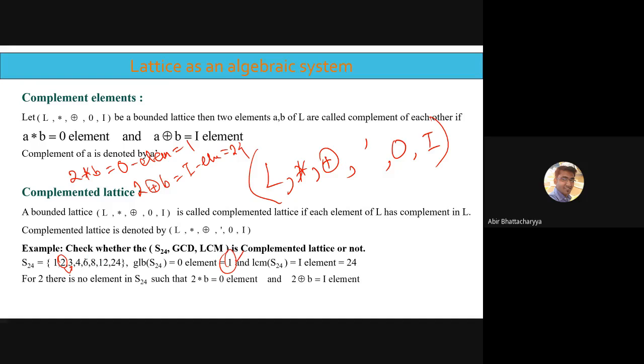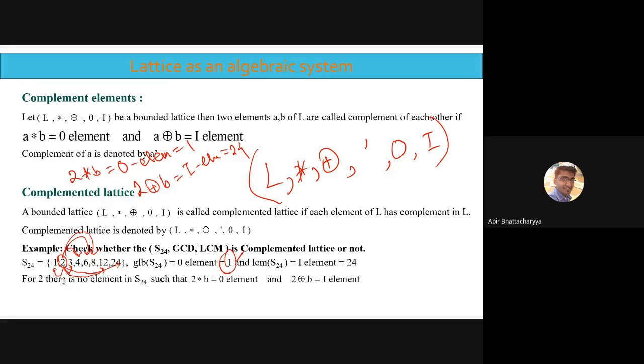Similarly, check 2 and 4. Not possible. 2 and 6. Not possible. 2 and 8. Not possible. 2 and 12. Not possible. 2 and 24. Also not possible. And 2 and 1 is also not possible. So you cannot figure out any single complement for 2. Okay, so 2 has no complement.